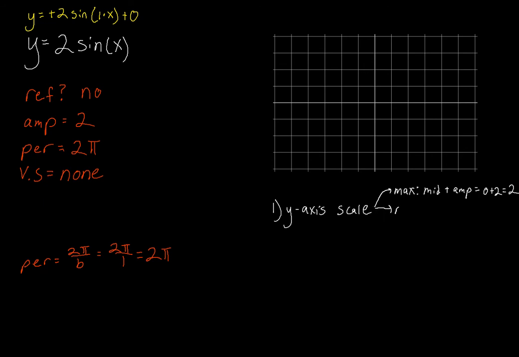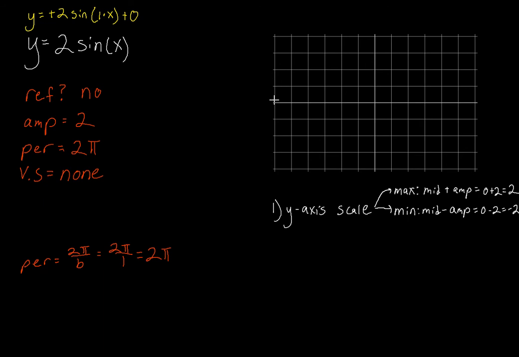The minimum is going to be nearly the same thing, except now we're going to subtract that amplitude, because from the midline to the trough, we're going to go down. So 0 minus 2, meaning that our minimum value is negative 2. So I know that I need to find a way to make positive and negative 2 fit nicely on here. This is the range of our current equation.